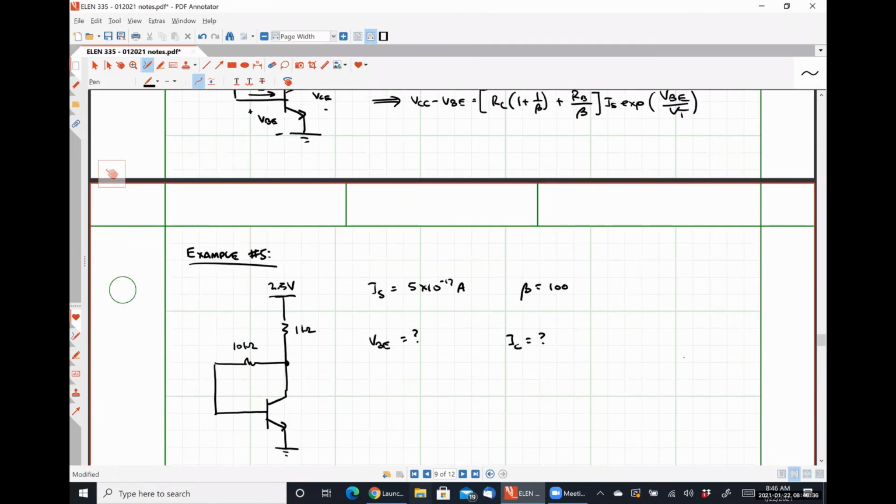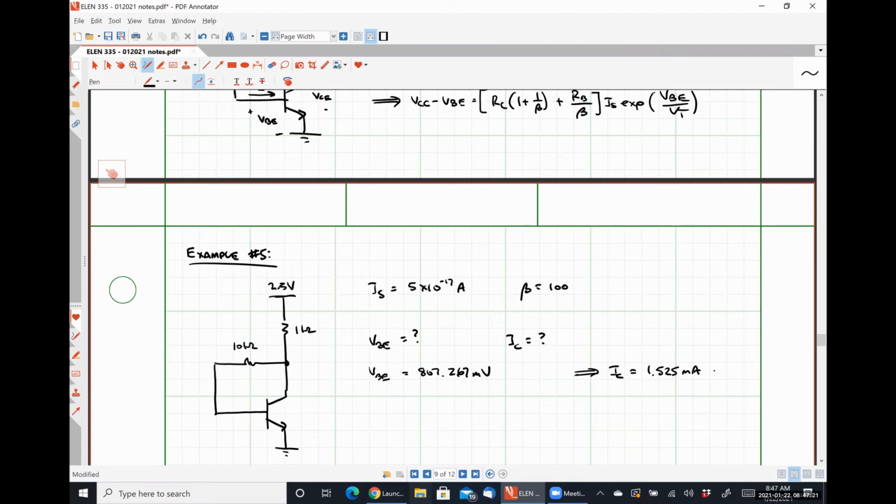So we can solve for VBE using this equation, and we get 807.267 millivolts. And then we can use that to calculate IC using IC is equal to IS times EXP VBE over VT, and we would get 1.525. Nothing real particularly wild there, right?